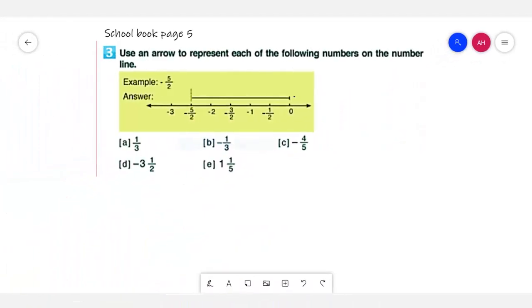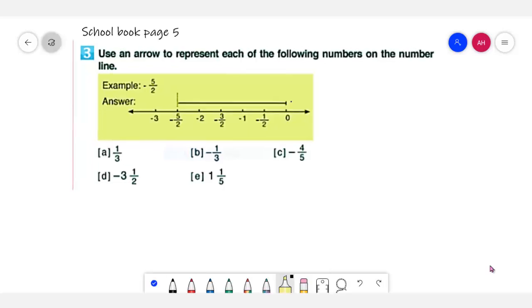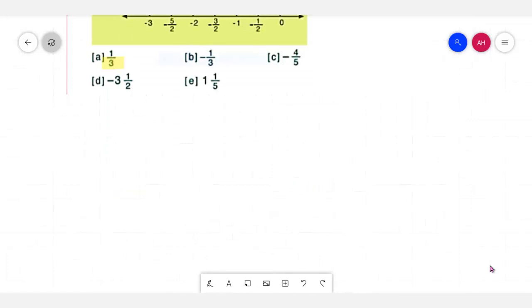Let's go now to page 5, question number 3. He wants me to represent each of the following rational numbers on the number line. To represent a rational number on a number line, I must first know between which two integers this rational number lies. And then I'm going to see what's my denominator to determine how many rational numbers there are between each two integers. So let's now begin with number A.